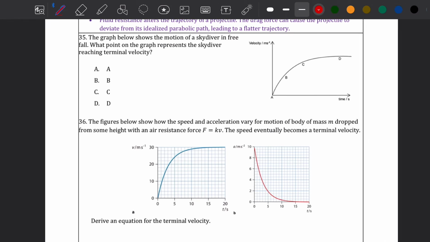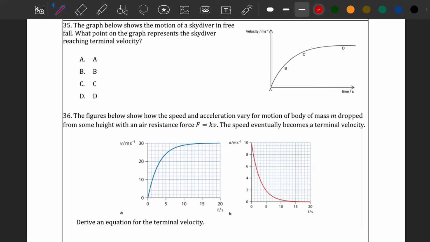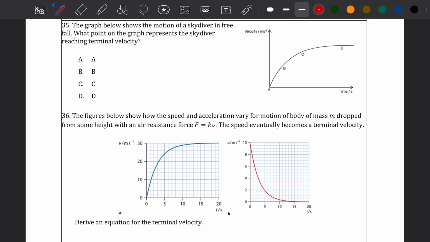Next we are having questions on drag force and terminal velocity. Terminal velocity, you should know that it's the constant, highest maximum constant velocity reached by an object when it is falling freely in air. The question here is asking you which point on the graph represents terminal velocity. We know that terminal velocity is constant velocity. So the point which represents it on the graph is D.